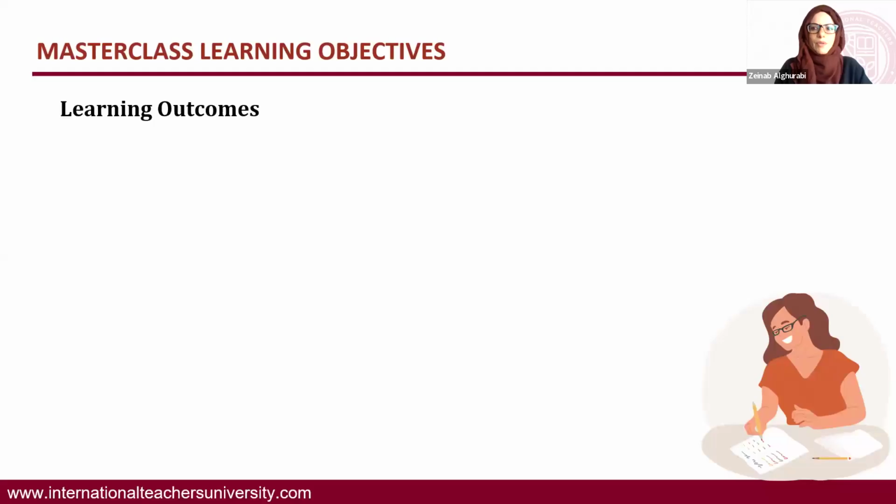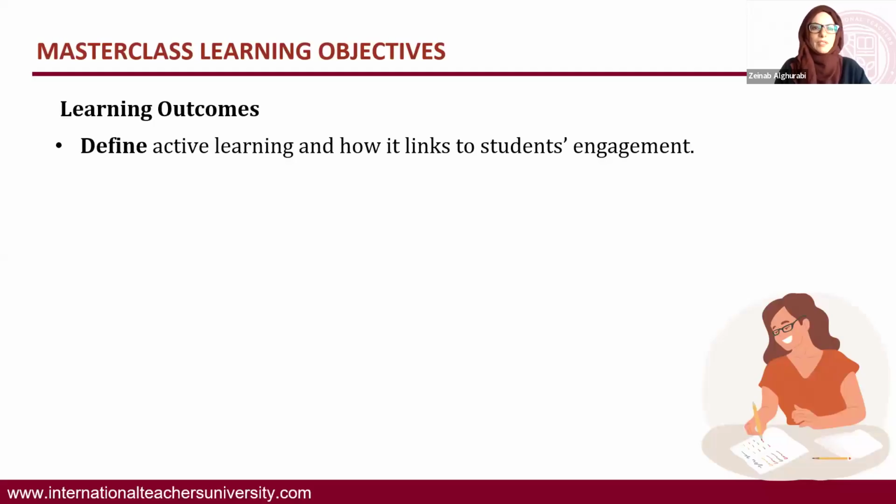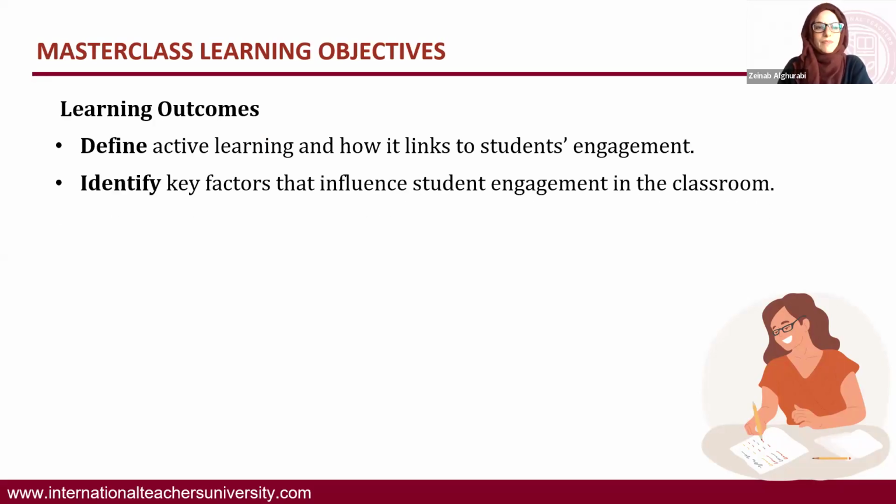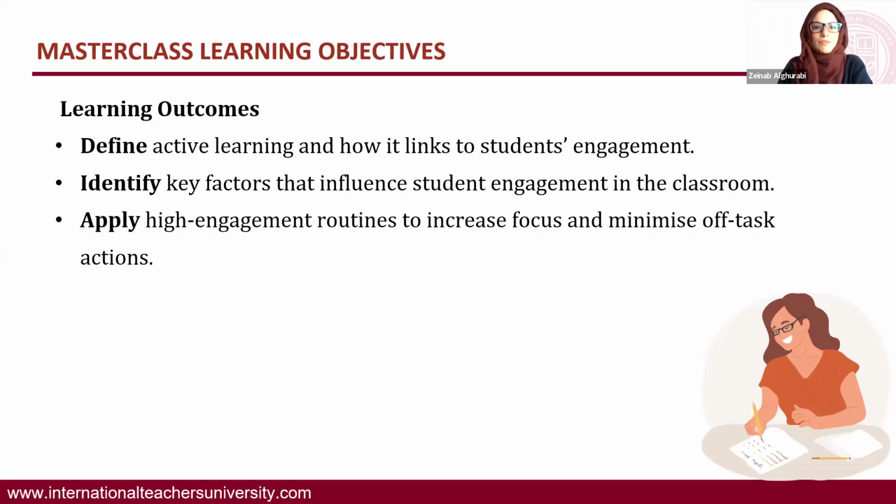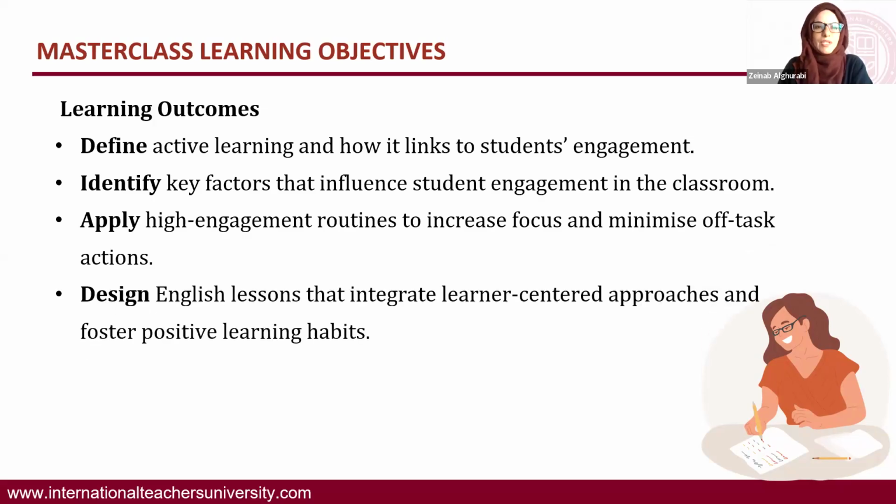So to start with, our learning objectives for today are going to be: define active learning and how it links to students' engagement. Our second learning outcome will be to identify key factors that influence student engagement in the classroom. Apply high engagement routines to increase focus and minimize off-task actions. And our final learning outcome is design English lessons that integrate learner-centered approaches and foster positive learning habits.